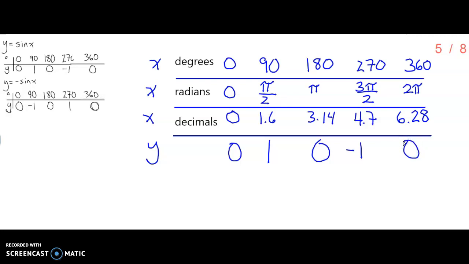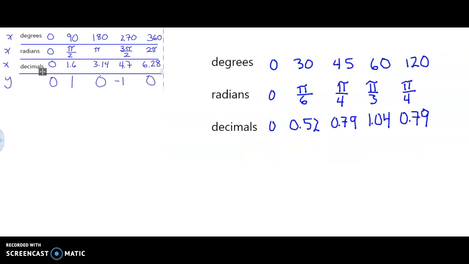Now I could put in the reference angles, and we do it the same way. Here are our values. The radians, pi over 6 corresponds with 30 degrees. That's the length of the arc of your angle. That's 30 degrees. And if I change it to decimals, it's 0.52, and so on.